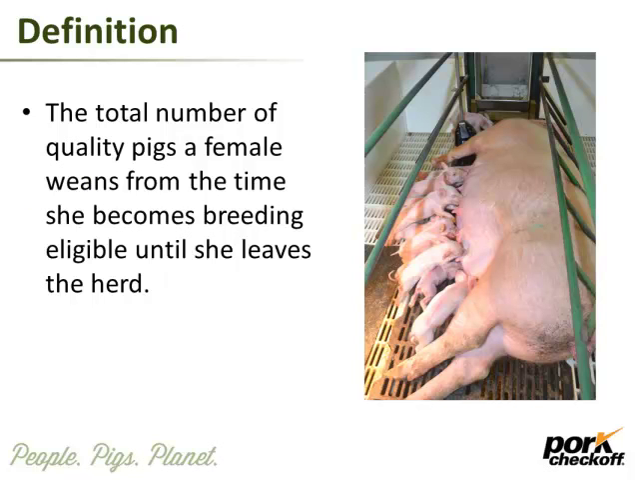I like to start off these talks with a definition of what exactly we are talking about when we talk about sow lifetime productivity. We assembled a team of people from the industry, investigators, and allied industry members, and they beat around the idea of what the definition of lifetime productivity actually should be. And they came up with this one. It's the total number of quality pigs that a sow weans from the time she becomes breeding eligible until she leaves the herd. Okay?